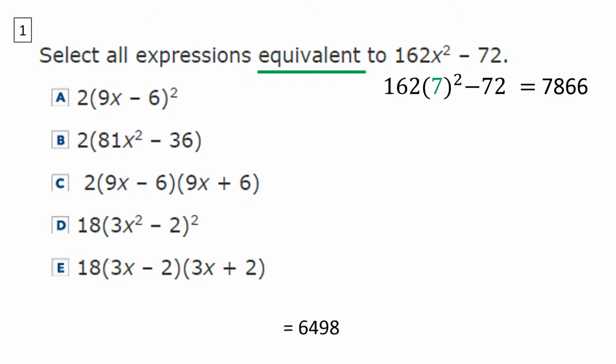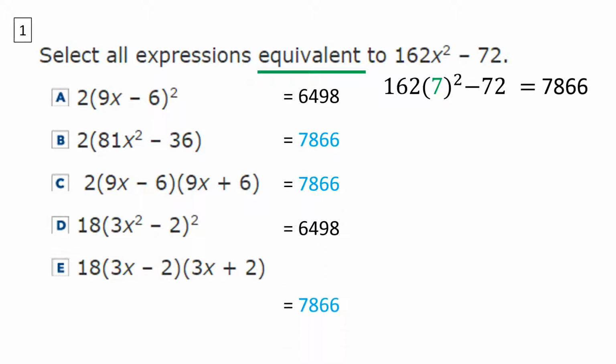When we plug in 7 for all of these, we get 7866 on 3 of them, which means 3 of them are equivalent. It wouldn't be a bad idea to look at them and figure out why they are equivalent. This one looks like we just factored out a 2 from the original, and that's all that changed. That makes sense. This one, once we factored out a 2, looks like they factored into a difference of squares, into conjugates, 9x minus 6 and 9x plus 6. So that one makes sense as well.